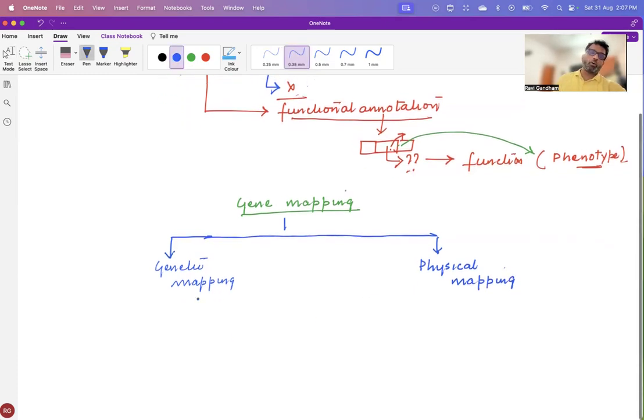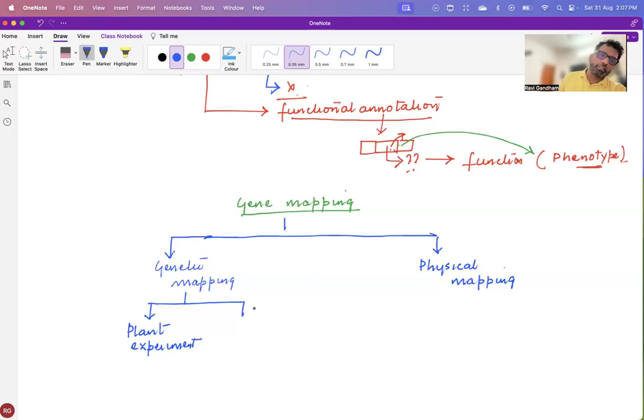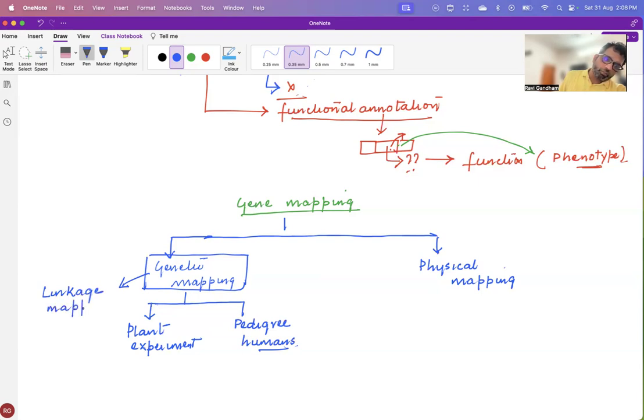Now, genetic mapping, all of us know that this is basically dependent upon Mendelian genetics and commonly done using plant experiments. And also, this can be done by knowing certain pedigree details in humans. So this can as well be done in animals. If we know the pedigree details, this as a separate section we'll be dealing with later on, and we'll be majorly talking about linkage mapping. So today, we'll first discuss physical mapping.